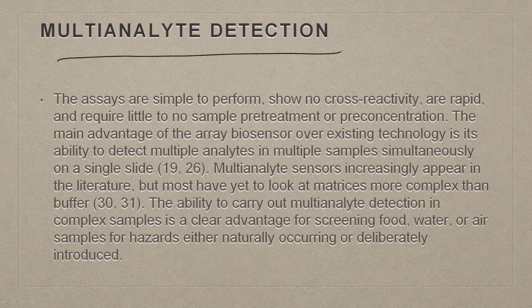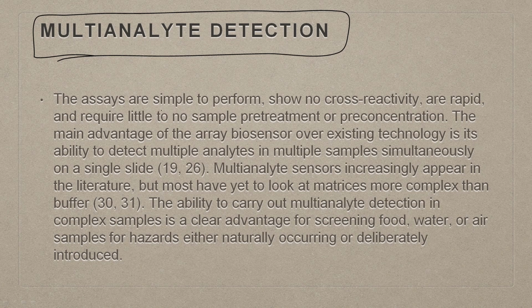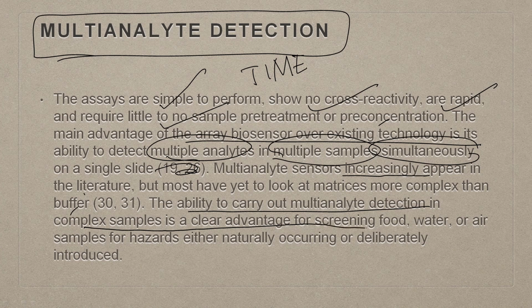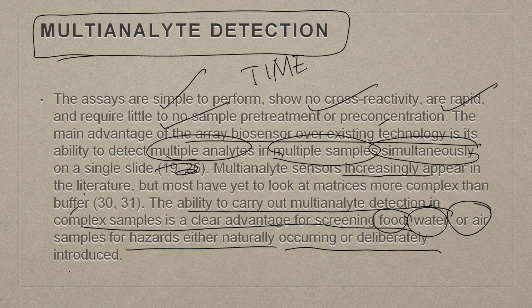So, this is what we talk about as multi-analyte detection. Assays are simple to perform, show no cross reactivity, are rapid, simple, and require little or no sample pre-treatment or pre-concentration. The main advantage of the array biosensor over existing technology is its ability to detect multiple analytes in multiple samples simultaneously. So, time and specificity are of extreme importance. Multi-analyte sensors increasingly appear in the literature, but most have yet to look at matrices more complex than buffer. The ability to carry out multi-analyte detection in a complex sample is a clear advantage for screening food, water or air samples for a hazard either naturally occurring or deliberately introduced.